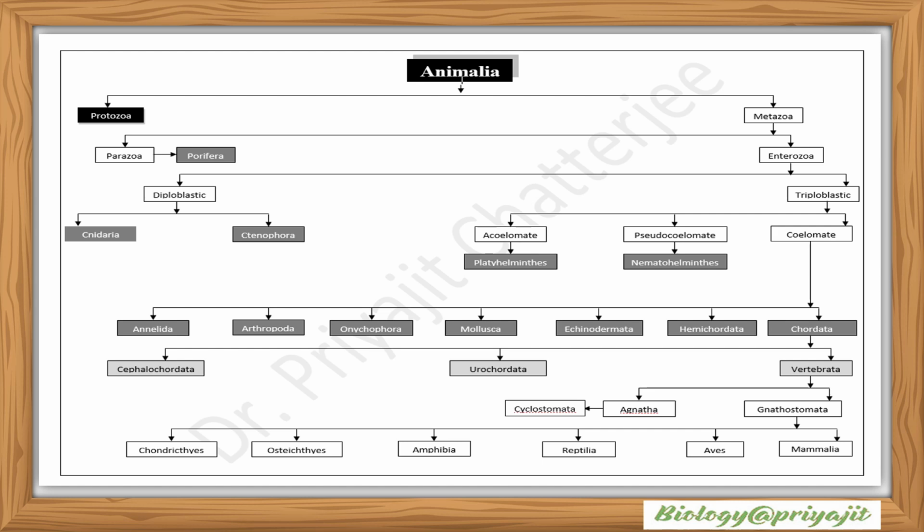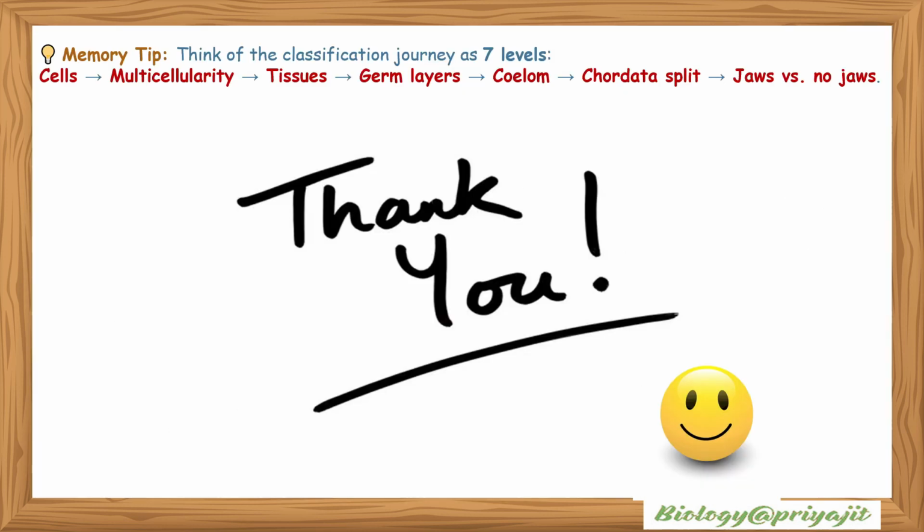But Gnathostomata is another group of Vertebrata. Gnatho means jaw and stomata means mouth. So jaw is present within their mouth. So the Gnathostomata can be grouped into another 6 categories: Chondrichthyes, Osteichthyes. Chondrichthyes means cartilaginous fish, Osteichthyes means bony fish. Then Amphibia, Reptilia, Aves, and Mammalia. So think of the classification journey as 7 levels: cells, multicellularity, tissues, germ layers, coelom, chordata split, jaw versus no jaws.